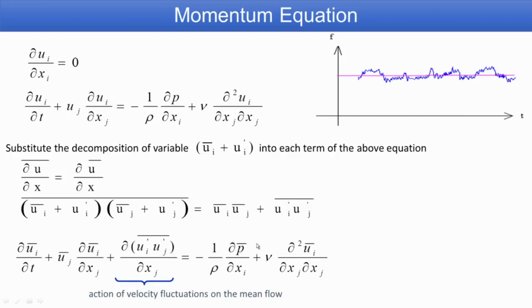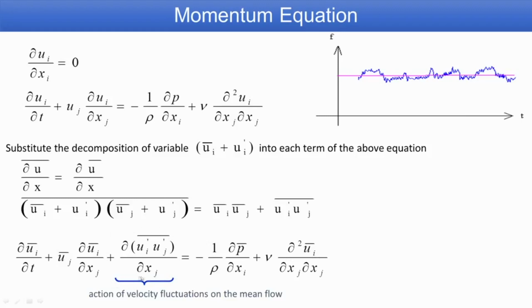Now, come to the right side. The pressure derivative term is the same as the pressure derivative term in the original Navier-Stokes equation, except that it is now with the time averaged pressure. Similarly, the diffusion term is also the same as in the original Navier-Stokes equation, except that we now use time average quantity in the average Navier-Stokes equation.